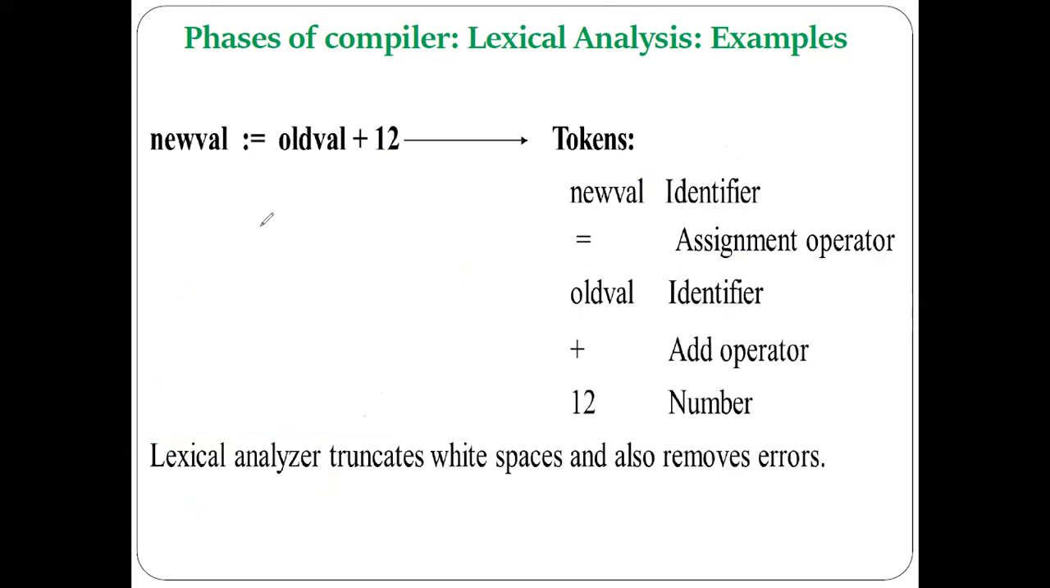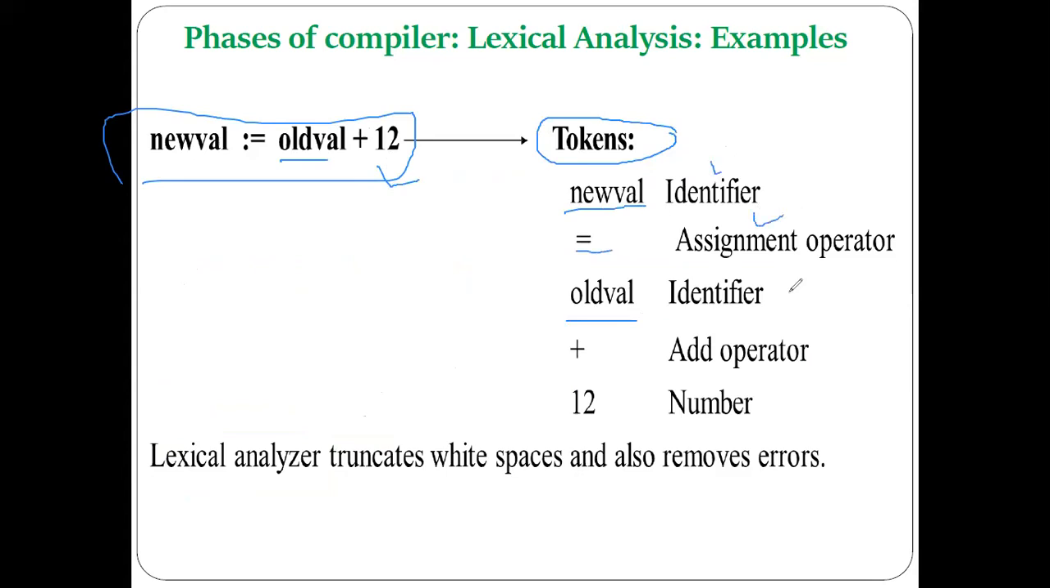Similarly, we can take another string, new value equal to the old value plus 12. Now for this expression, the different tokens generated by the lexical analyzer are: new value is an identifier, equal to is an assignment operator, old value is an identifier, plus is an operator, 12 is a number. So these are the different tokens: identifier, operator, identifier, operator, number. And who is generating these tokens? The lexical analyzer.